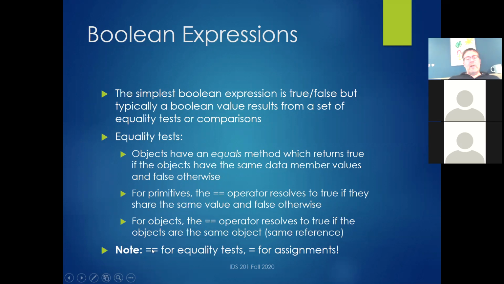And for objects, the double equals operator resolves to true if the objects are the same object, if they share a reference. Okay. Other key thing, this is one of the most common mistakes in Java: use the double equals for equality tests and only a single equals for assignments. This is one thing that usually dings almost everybody on exam days, is that they use a single equals sign for an equality test. Got to use both.